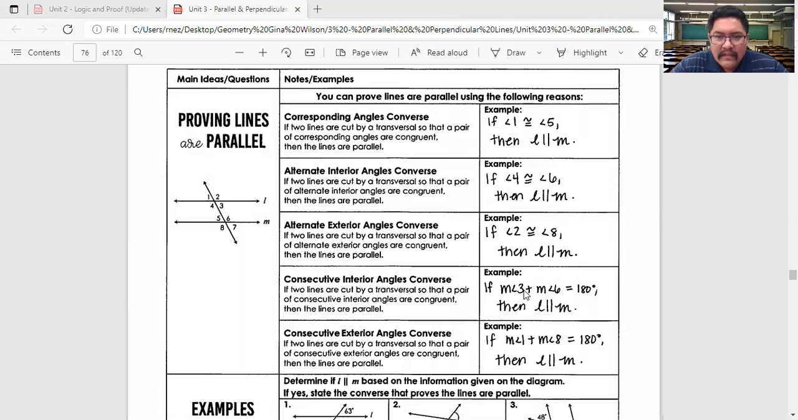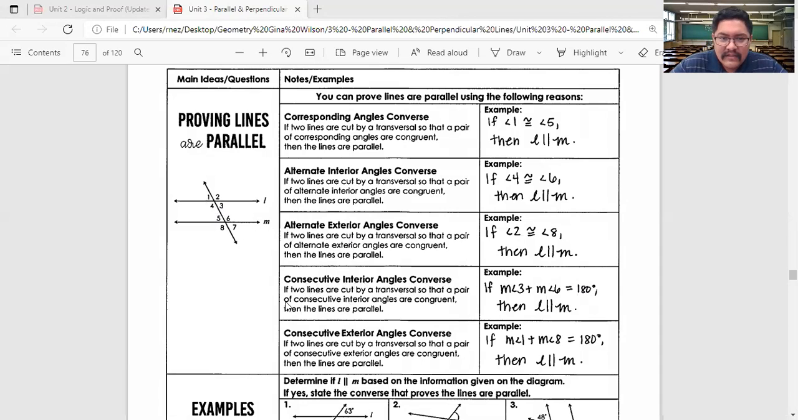In this case here, they use the example of 3 and 6. Those are on the same side. They're both on the right side of the transversal. And interior means that they're both on the inside of these parallel line pairs. So if we were to add 3 and 6 together, we would get 180. That's the example they give us here. You could also use angle 4 and angle 5. It would make that same pair. It would also work as a consecutive interior angles converse.